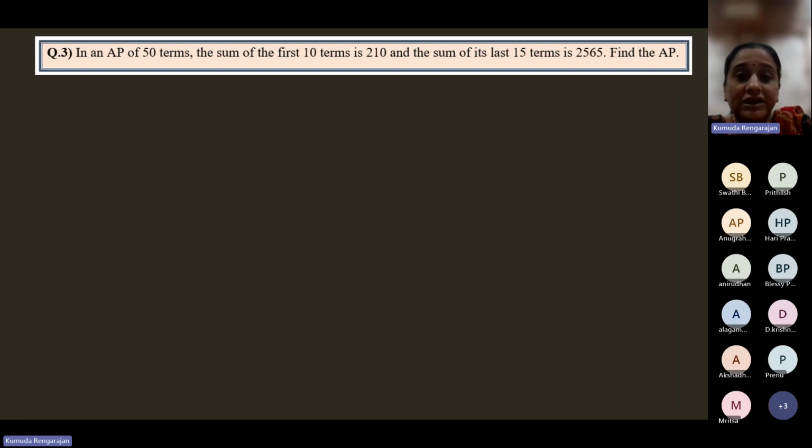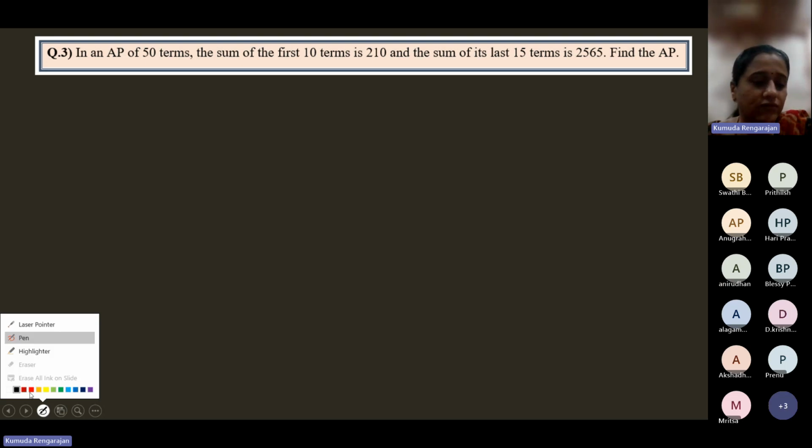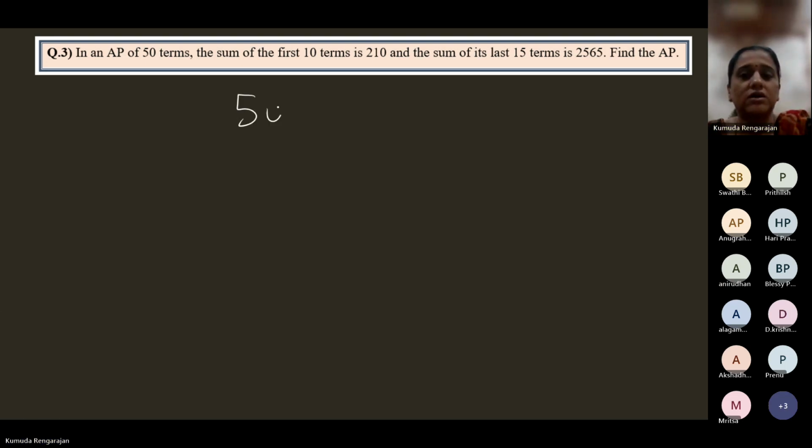In an AP of 50 terms, the sum of the first 10 terms is 210, and the sum of its last 15 terms is 2565. Find the AP. So last 15 terms, tell me, if the AP has 50 terms, tell me the first term of the last 15 terms.